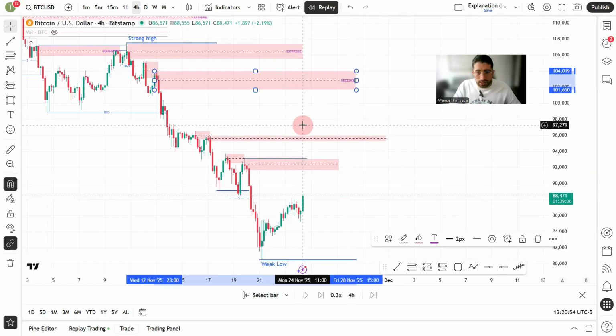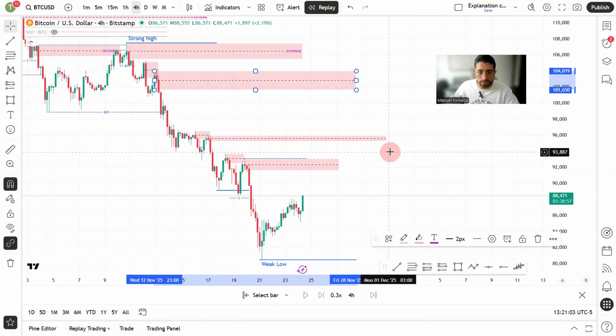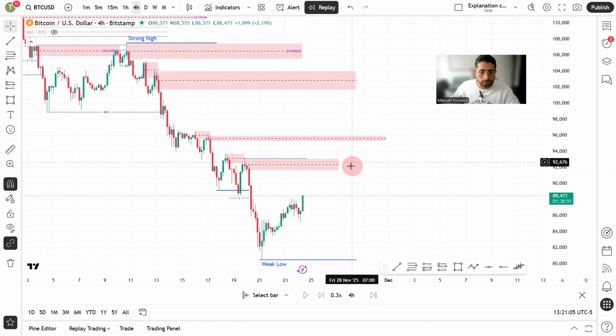We have here a decisional order block, and all of them are decisional. Oh my gosh, all of them are decisional order blocks. So decisional, decisional, decisional. What is missing? What is left? You're right, the imbalances.